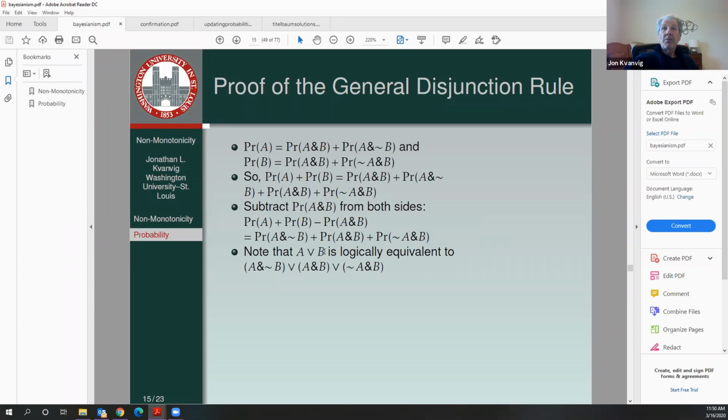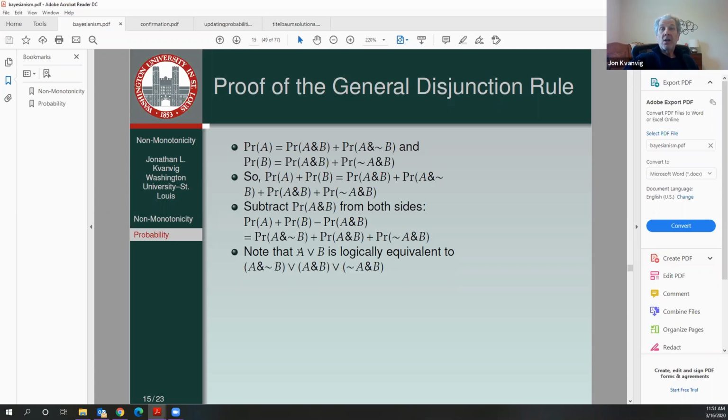Note that A or B is logically equivalent to A and not B, or A and B, or not A and B. So those are the only three ways, the precise three ways in which A or B is true. Either the first one is true, together with either the truth or falsity of the second, or the first one's false, but the second one's true. The only way in which this turns out false is when you have not A together with not B.